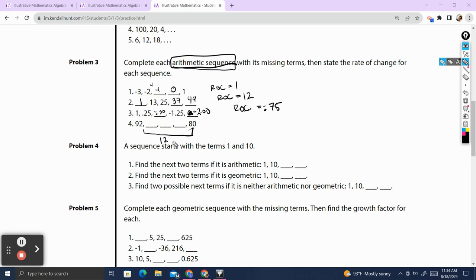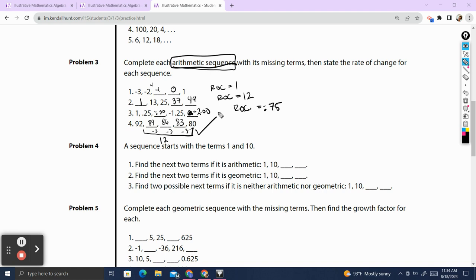Let's divide this by 4 instead of 3 because we're going from 92 down to 80 and we're including this value here. So if we divide 12 by 4, that's going to be subtracting increments of 3. 92 minus 3 gets us to 89, minus 3 gets us to 86, minus 3 gets us to 83, minus 3 gets us to 80. All right, that worked. So sometimes our initial mathematical reasoning is not going to be correct, and that's okay.